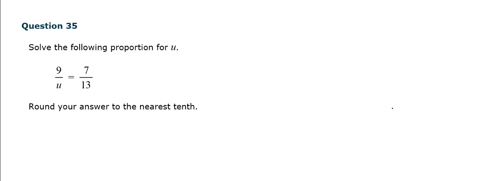So in the next problem, again, we're asked to solve a proportion. So we have one fraction equaling another. So to solve, we can cross multiply. And 7 times u is 7u. And then we're going to multiply the 13 times the 9, and that gives us 117. Now, just as we normally would do, we're going to divide both sides by the coefficient, and u would equal 117 over 7.